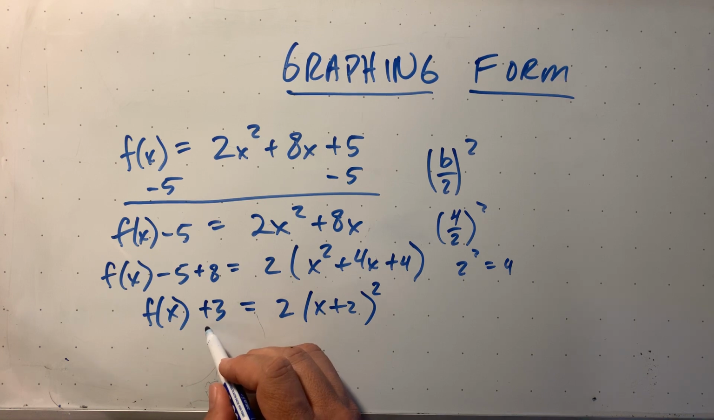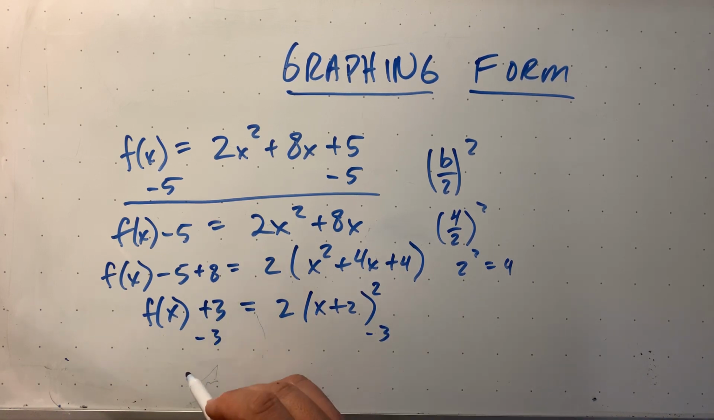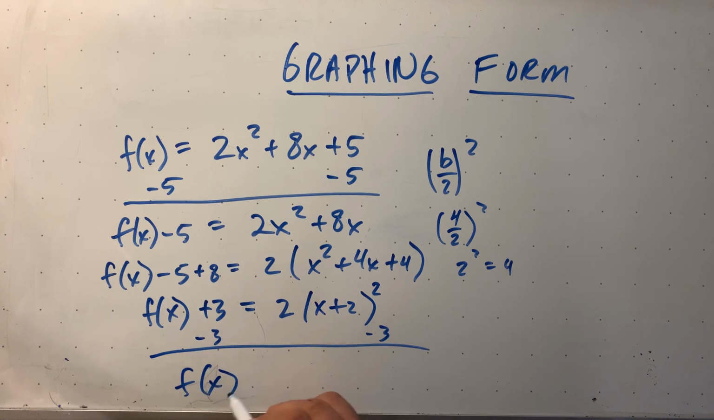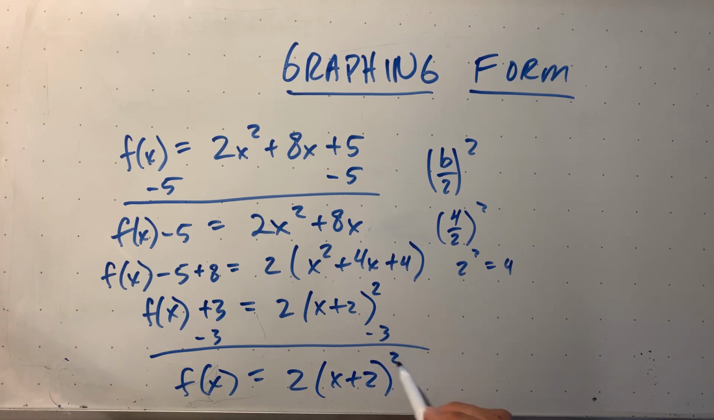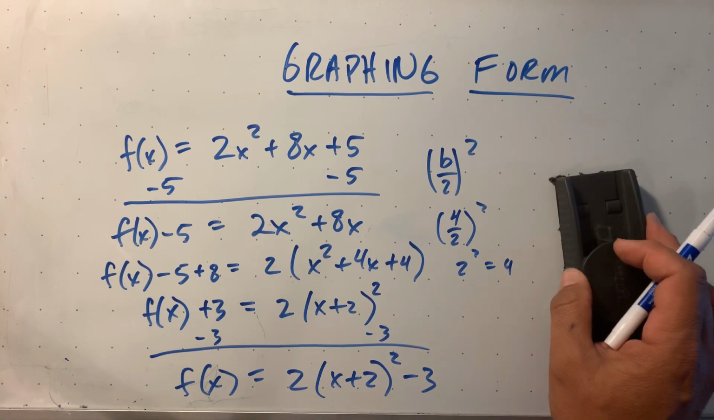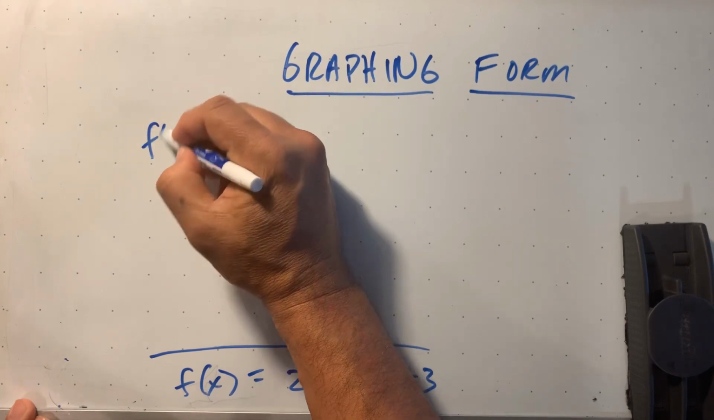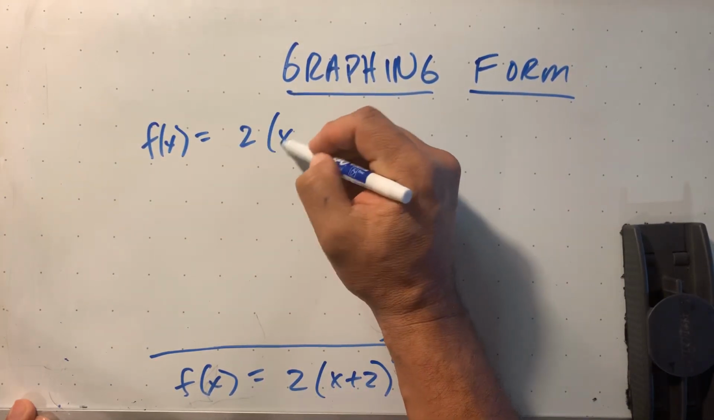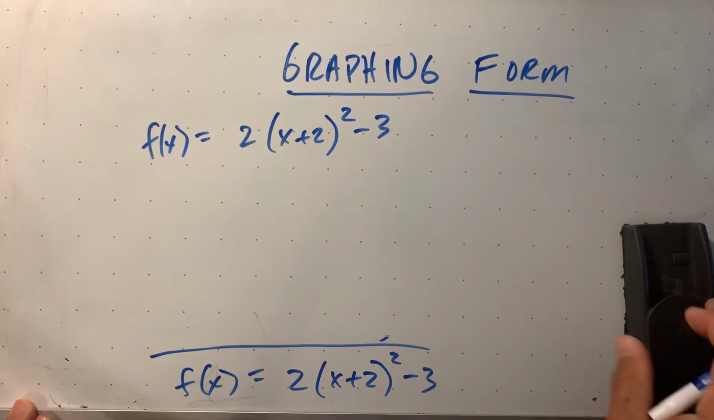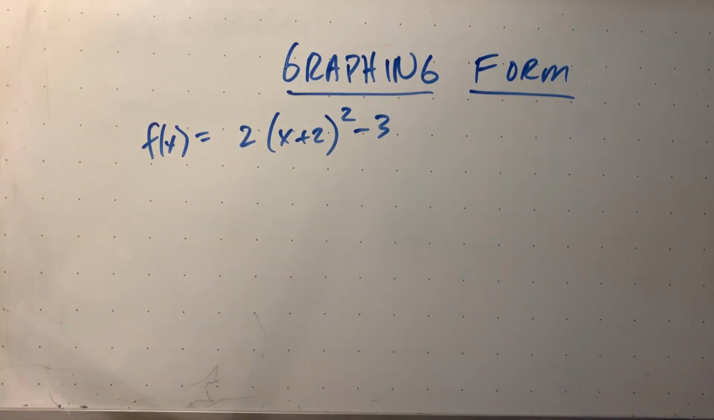And then the last step would be to subtract 3 from both sides. So I'll be left with f of x is equal to 2 times x plus 2 squared minus 3. All right, so this is in graphing format. The locator point would be, our h value is negative 2, and then our k value is negative 3. All right, that's what I'm going to be working with. So f of x is equal to 2 times x plus 2 squared minus 3. And what I'm going to be doing is just graphing that.